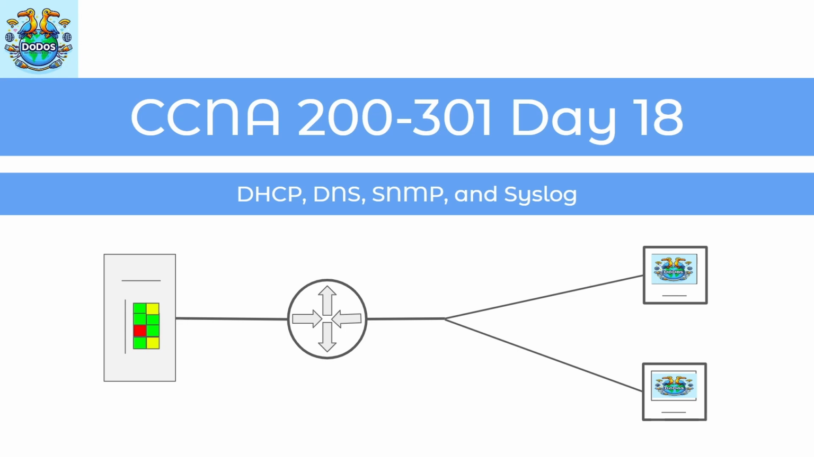Today is day 18 of our CCNA 200-301 course, and today we're going to be covering DHCP, DNS, SNMP, and Syslog. What is DHCP and DNS? Let's search it up.